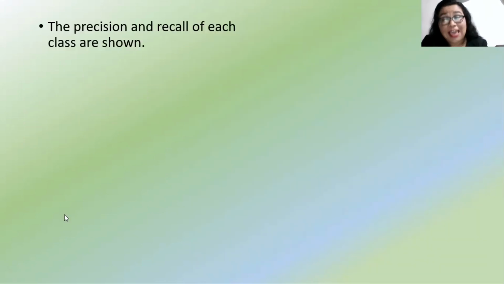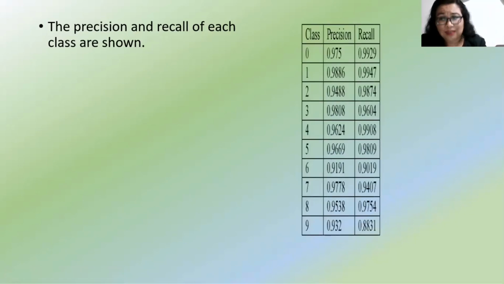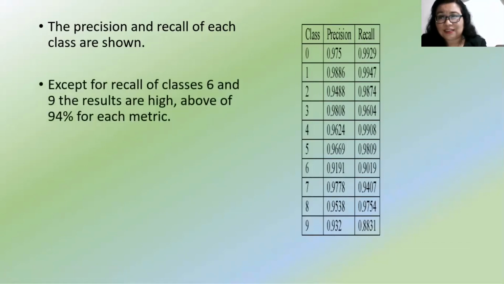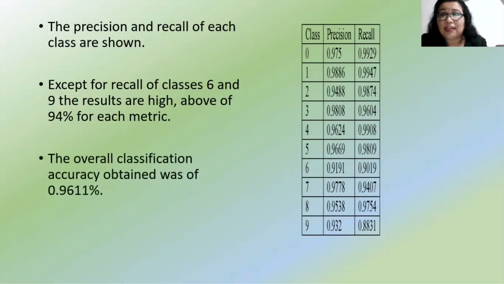The precision and recall of each class are displayed in the table. As shown in the table, except for recall of classes 6 and 9, the results are higher, about 94% for each metric. The overall classification accuracy obtained was 0.9611.